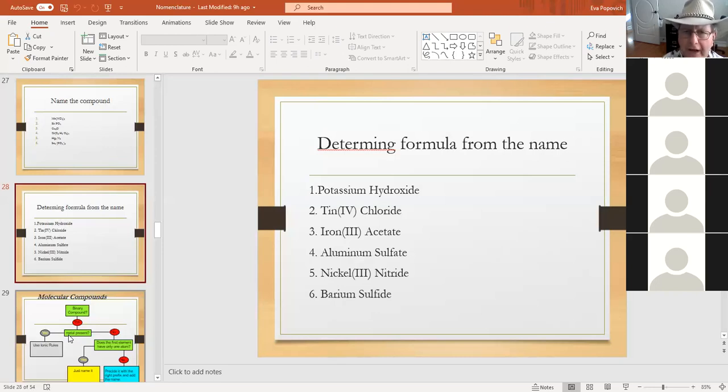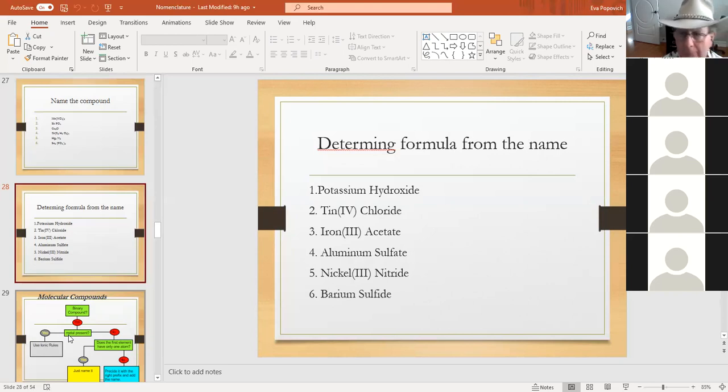Iron 3 acetate. What's the charge on the iron? 3. Acetate is -1. So how many acetates do we need? 3. Fe, parentheses, C2H3O2, close parentheses, 3.